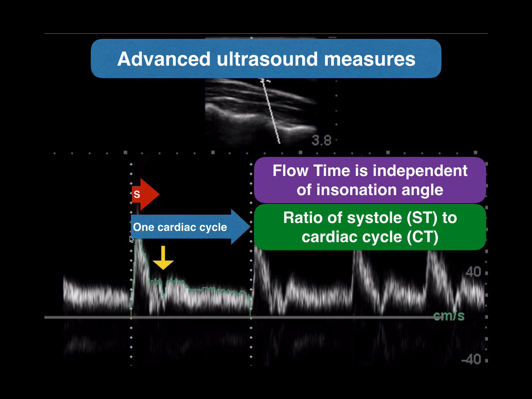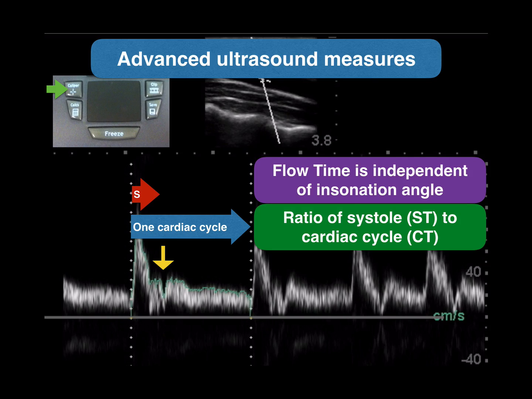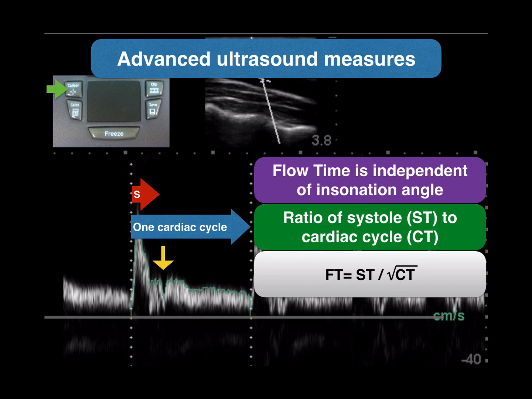You can take this measurement by hitting the caliper button and basically moving the cursor horizontally versus vertically, and you'll get the millisecond value. And once you get the measurement for the systolic time and the cardiac cycle time, you divide the systolic time by the square root of the cycle time, and you get this flow time measurement. This is usually done for carotid, but you can do this for brachial as well as femoral artery.